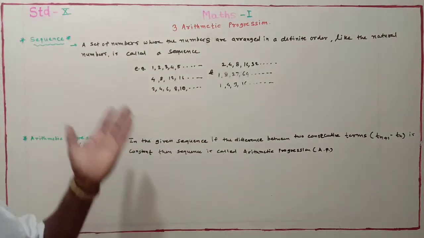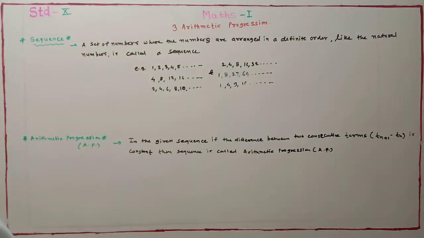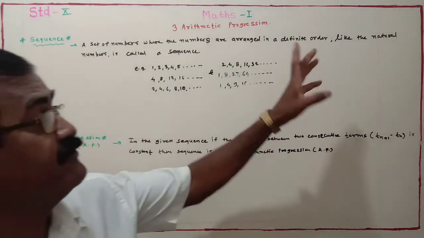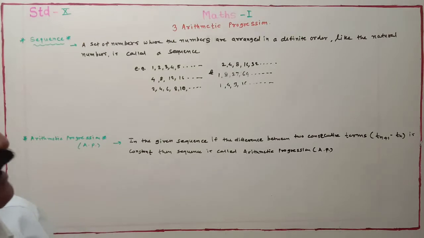What is meant by a sequence? The set of numbers where the numbers are arranged in a definite order, like the natural numbers, is called a sequence.